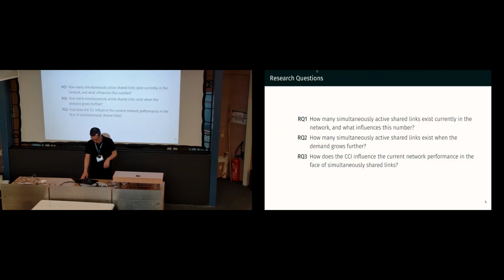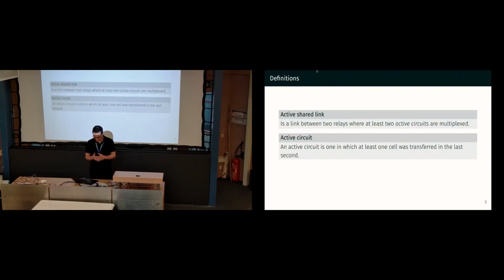First off, some definitions. An active shared link is a link between two relays where at least two active circuits are multiplexed, and an active circuit is one for which at least one cell was transferred in the last second. So our measurement resolution is 1 second for the simultaneous part.